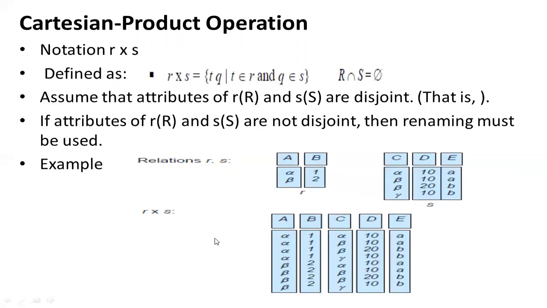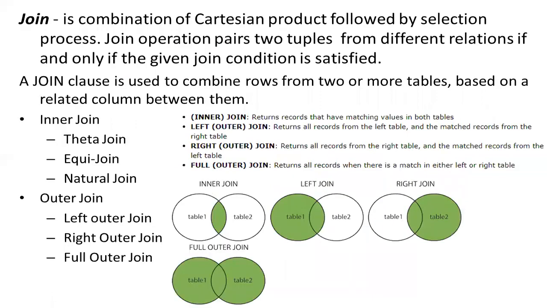Now let us go back to the join again. We need to understand how the Cartesian product works, and after you perform the Cartesian product, we'll do the select operation. That is what the join operation is doing. For a join operation you need at least two tables from different relations, and the join is performed if and only if the given join condition is satisfied. We'll talk about different types of joins, and once the condition is satisfied, then you perform the join operation. Another way of understanding it is that a join clause is used to combine rows from two or more tables based on a related column between them.